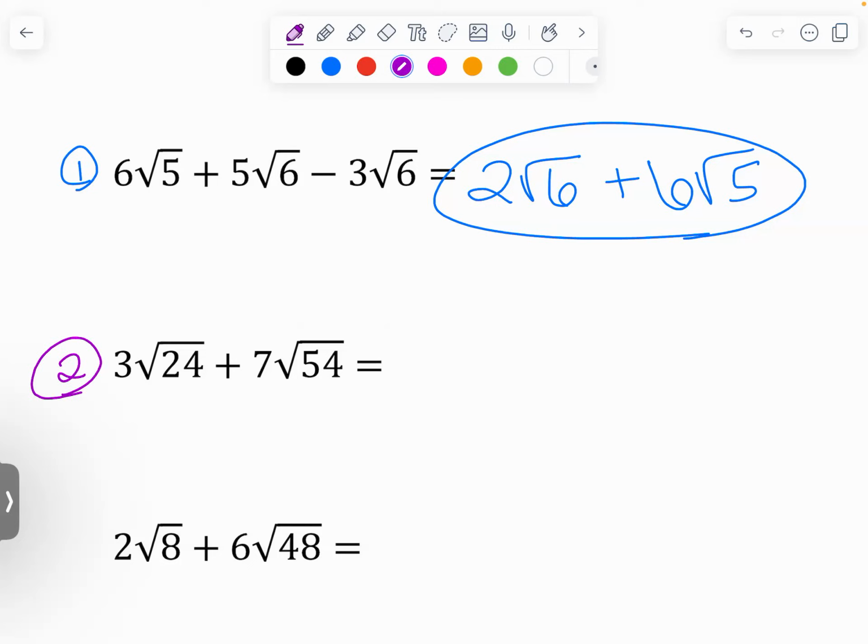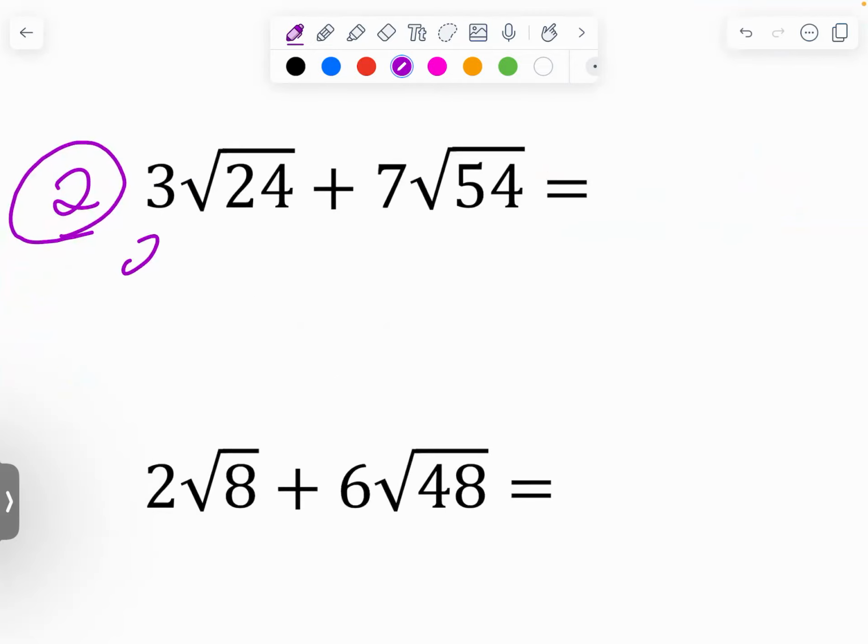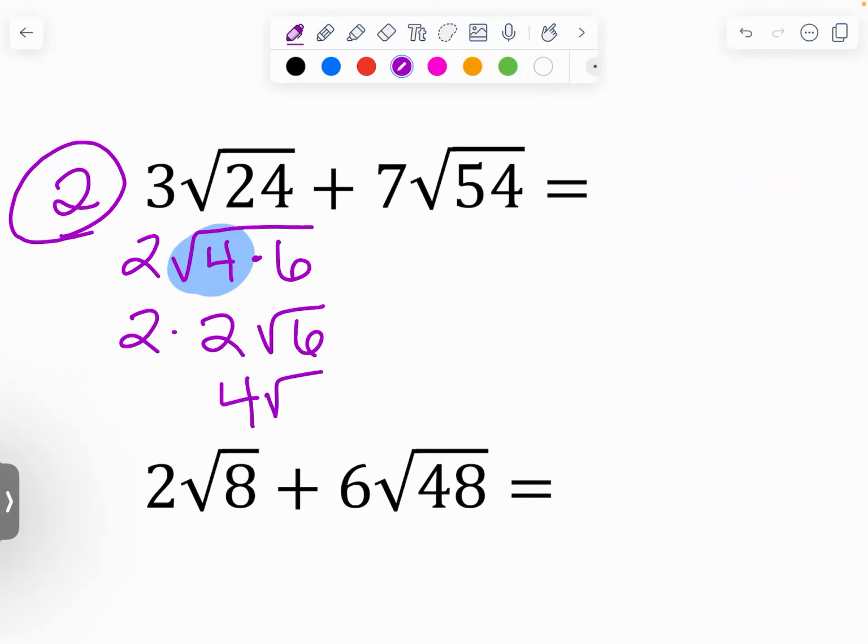Okay, so the second one, it looks like we need a little bit of work on. Okay, so 24, what perfect square divides into 24? 4 times 6, correct? So what is the square root of 4? So this becomes 4 square root of 6. Oh, no, this is a 3. So 6 square root of 6. Thank you, Clark.